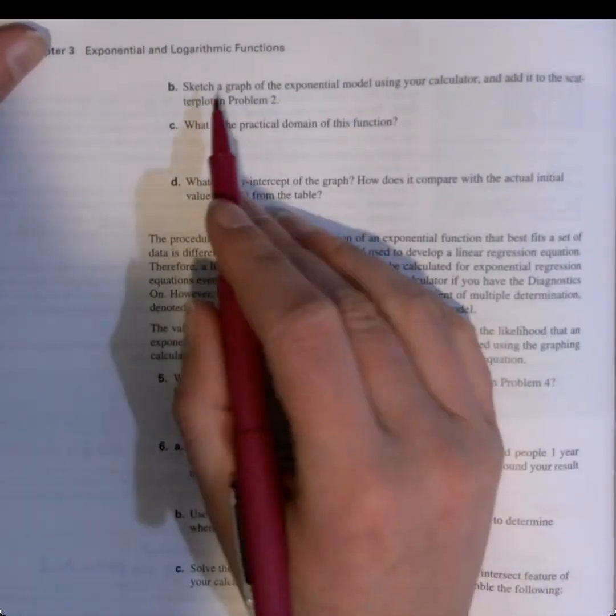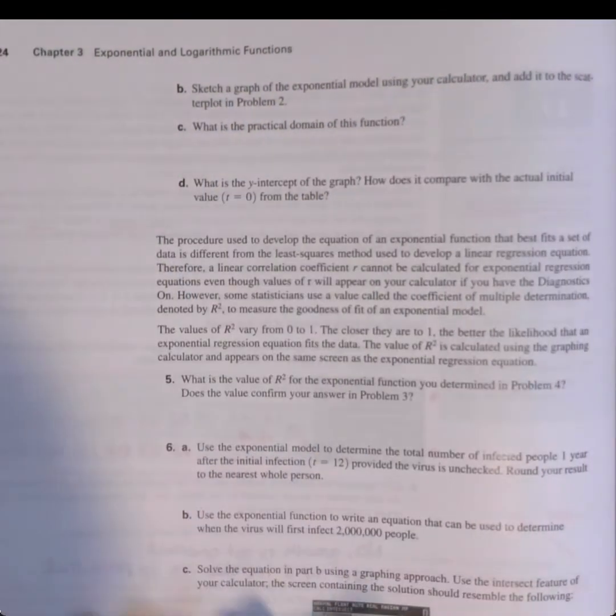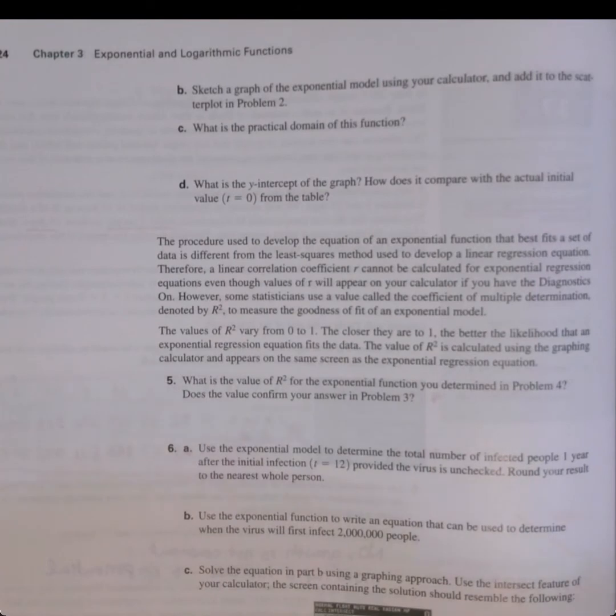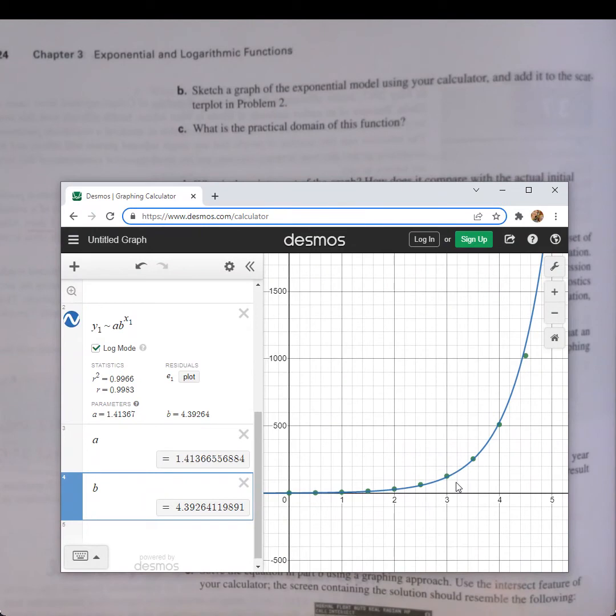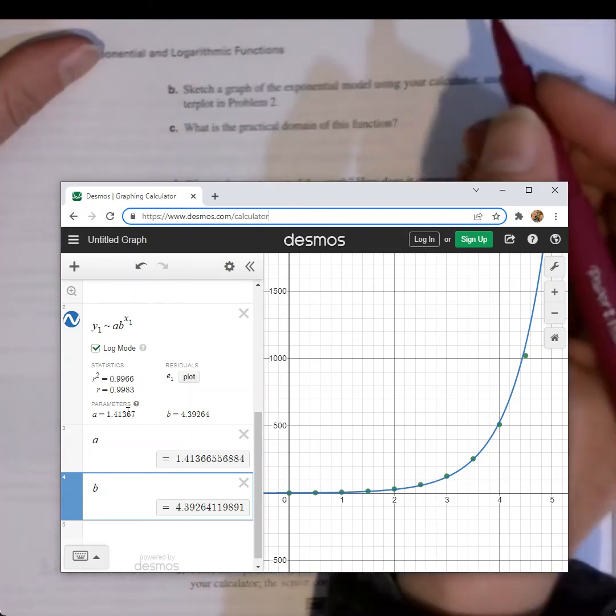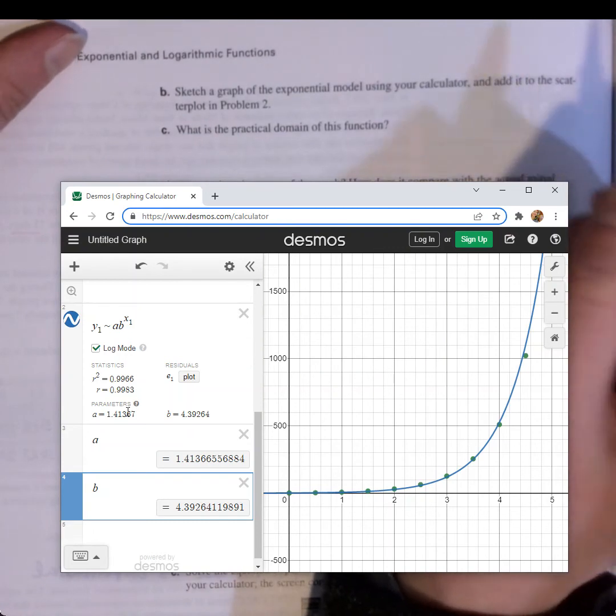All right, sketch the graph of the exponential model, add it to the scattergram. Well, that happens automatically when I graph things in Desmos, so I don't have to do anything extra. I can see it already on the scattergram, and I can tell that it's a good fit, and I can also see that it's a good fit because the r-squared value is 0.996. Though we can see r-squared and r, usually we talk about r-squared if the model is not going to be linear. So we'll talk about the r-squared value here at 0.996 as being quite close to 1, and so this is a strong correlation between the data set and the model.